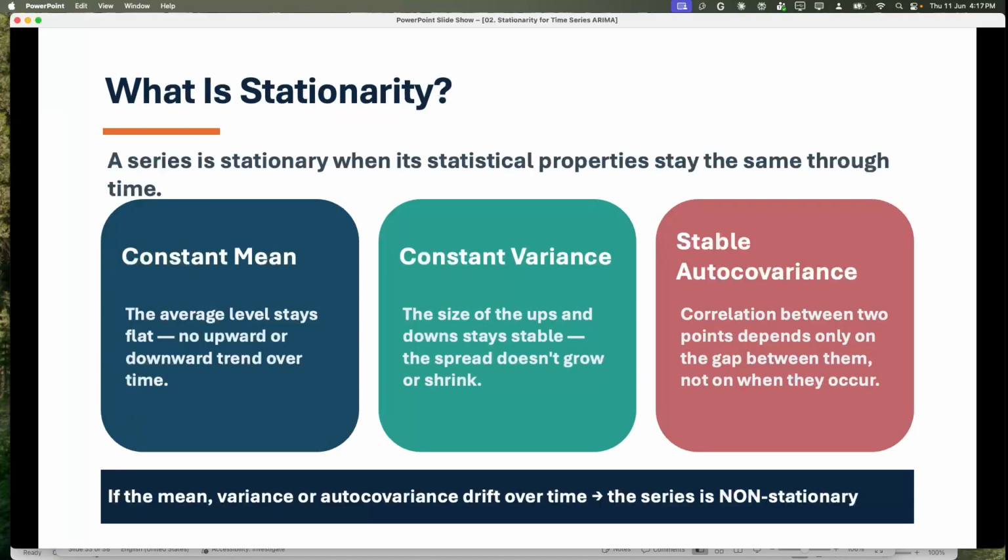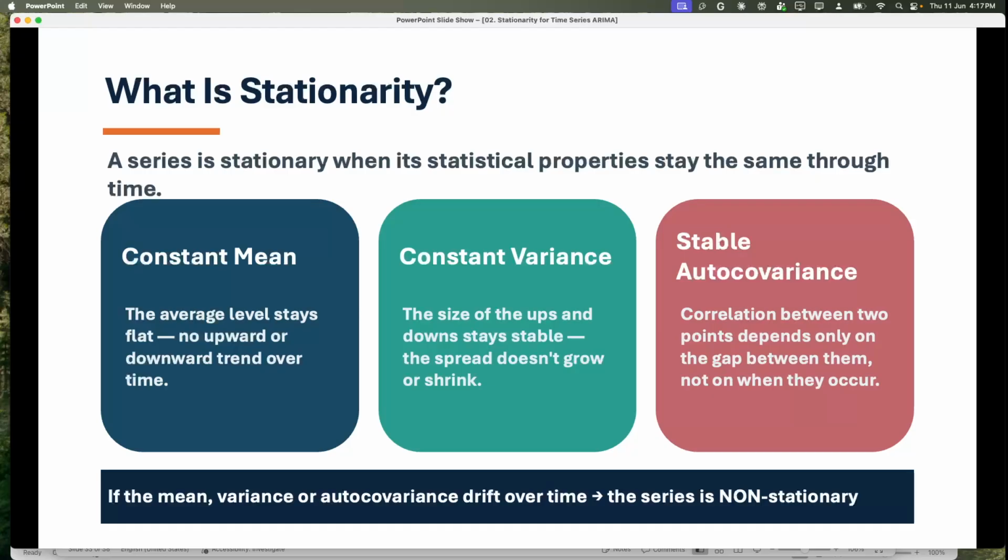So first, let's quickly understand what stationarity is. Stationarity means the statistical properties of the time series data remain the same, they remain static. That means constant mean, constant variance, and a stable autocovariance. Again, we'll discuss a little bit of autocovariance and autocorrelation next session. So the mean has to be more or less constant, and the variance constant.